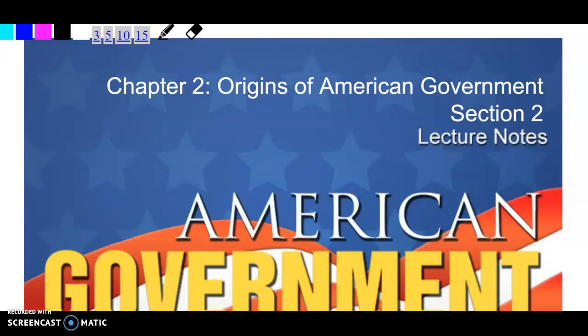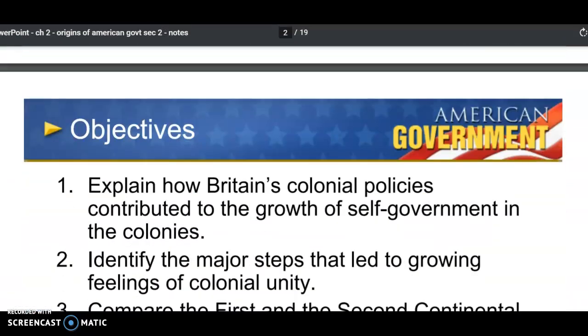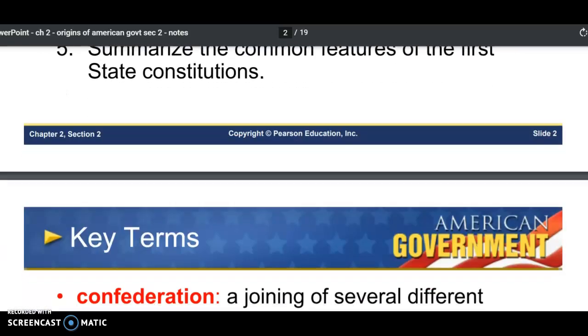All right, so the heading for this section of notes is Chapter 2, Section 2. That's what the heading of your notes should be. And we're still continuing to talk about the origins of American government.